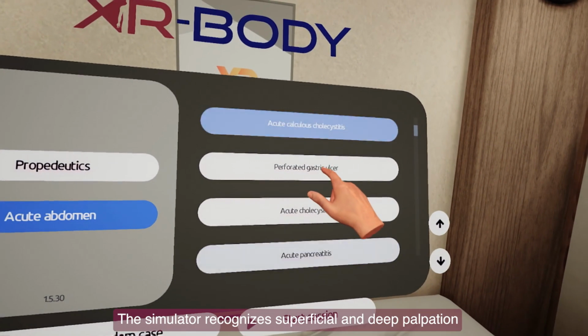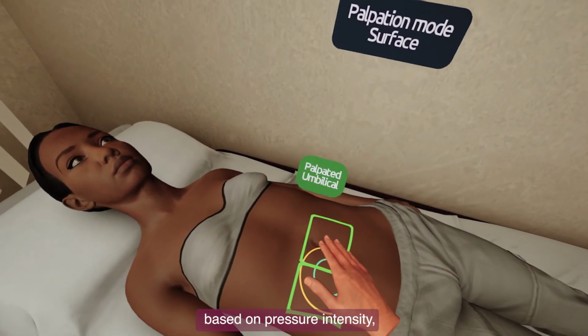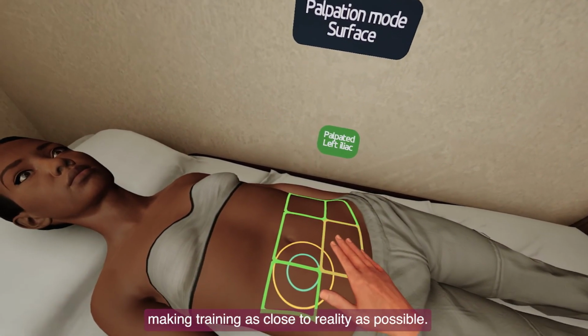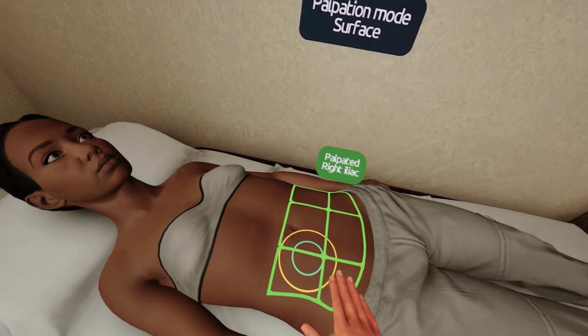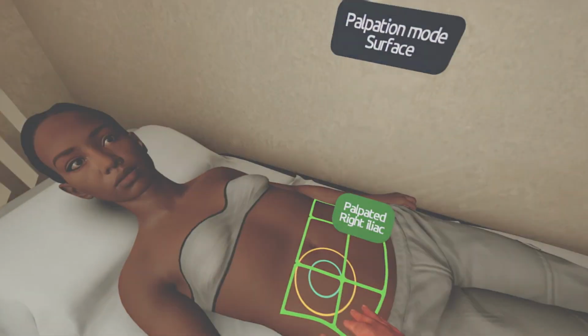The simulator recognizes superficial and deep palpation based on pressure intensity, with the patient showing different reactions, making training as close to reality as possible. Ow! Ow! Ow!